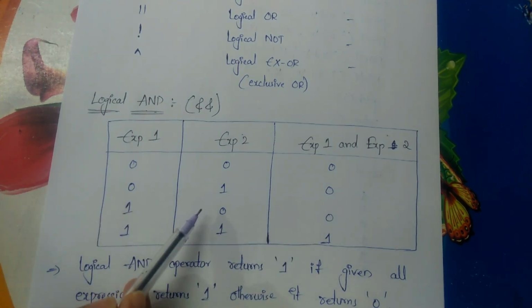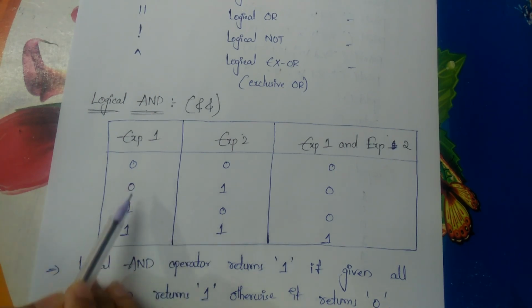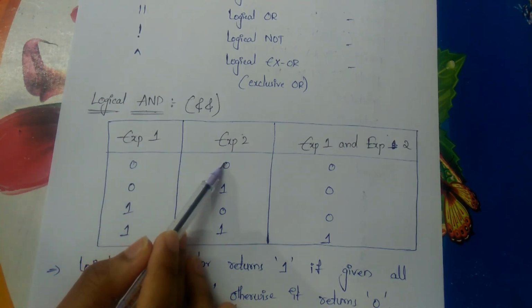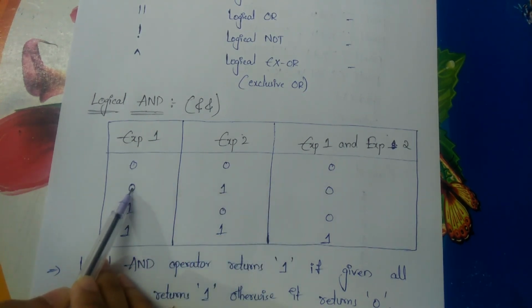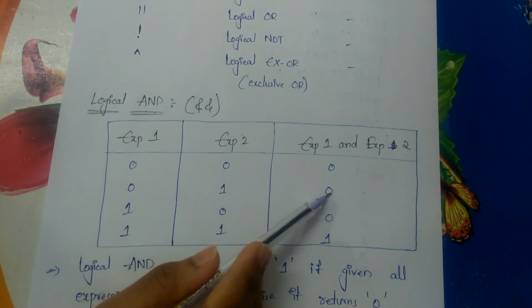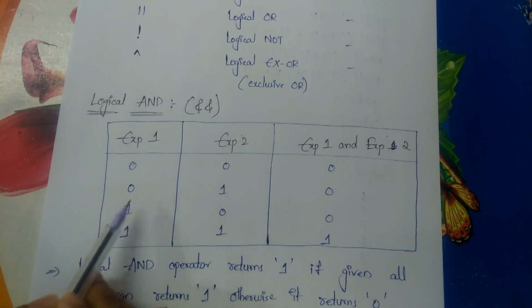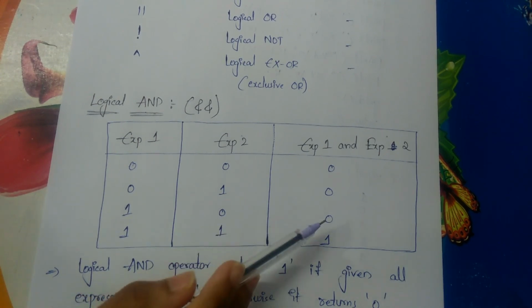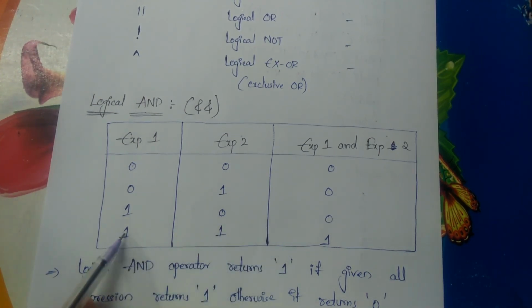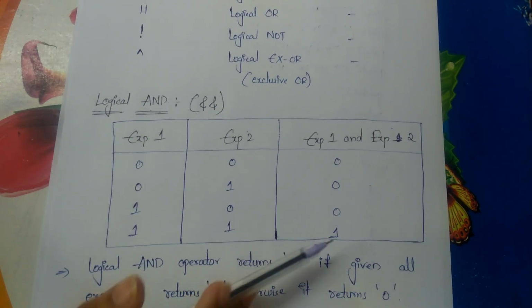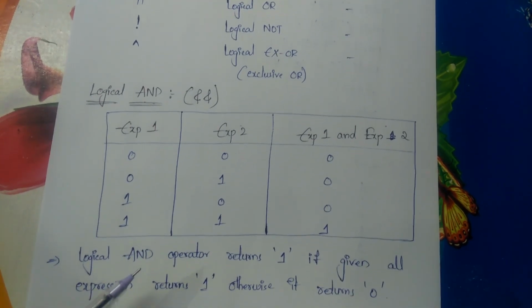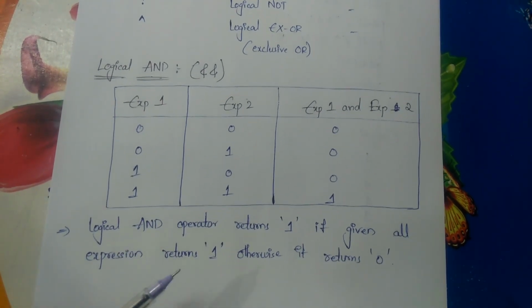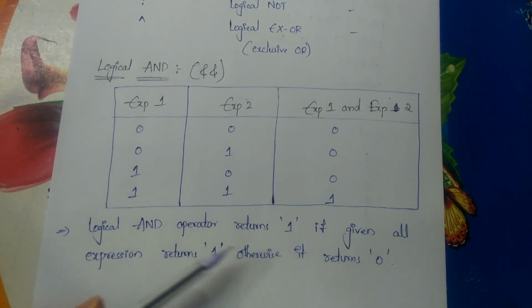It is just like whether the statement is true or false. If the first statement is false and the second statement is also false, then the final answer will be false. If the first statement is false and the second is true, the final statement will also be false. If the first is true and the second is false, the final statement will also be false. And if both statements are true, then the final statement will be true. So this is about the logical AND. The logical AND operator returns 1 if all the given expressions are true, otherwise it returns 0.